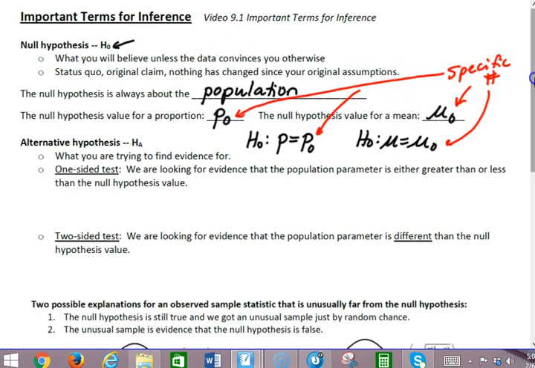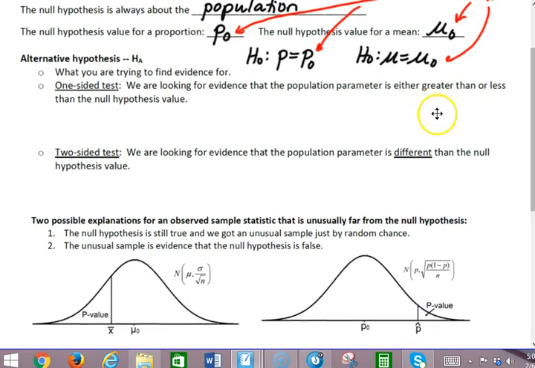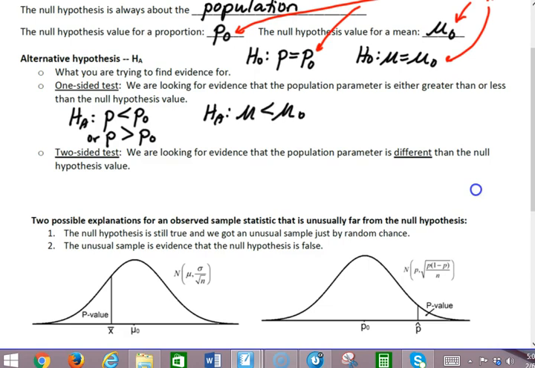Now the alternate hypothesis is saying, okay, this is not equal to. Maybe it's less than, maybe it's greater than, maybe it's not equal to. So we have in general two types of tests, what we call the one-sided test or the two-sided test. In a one-sided test, we're looking for evidence that the population parameter is either greater than or less than the null hypothesis value. So for our alternative hypothesis we would say p is less than p naught, or p is greater than p naught. For the mean, we would say, for example, mu is less than mu naught, or mu is greater than mu naught.